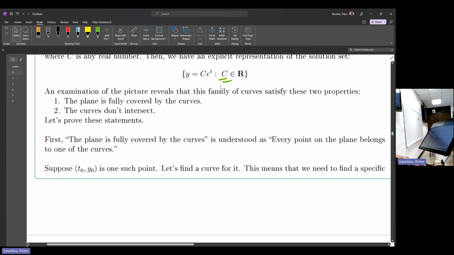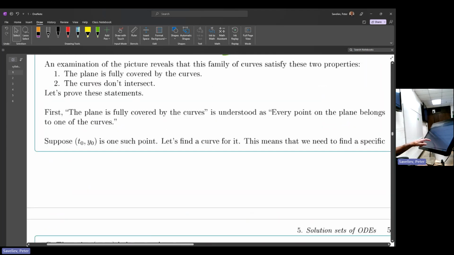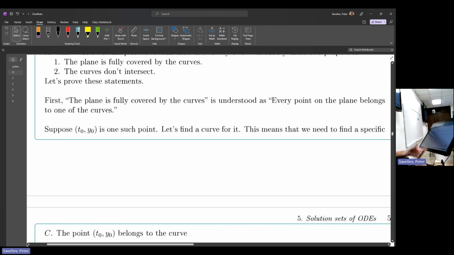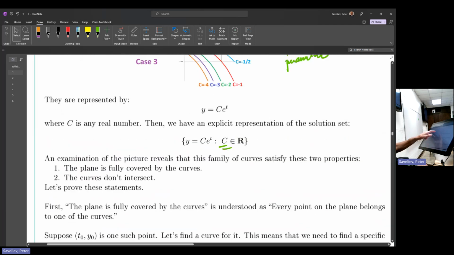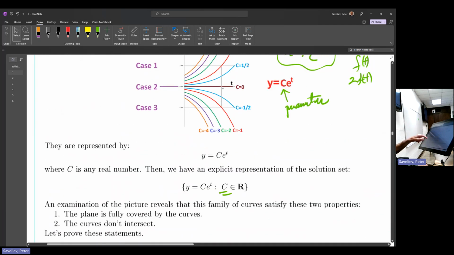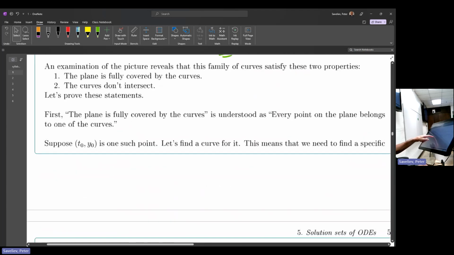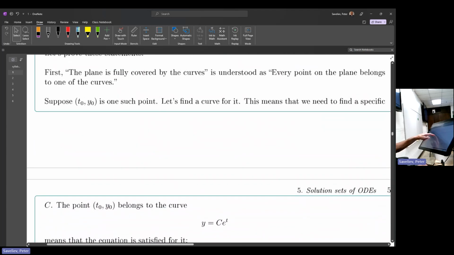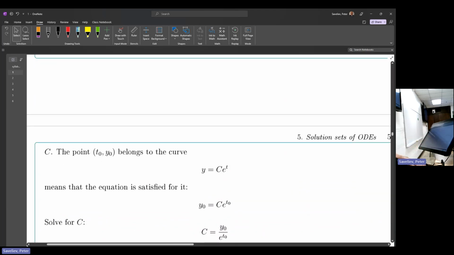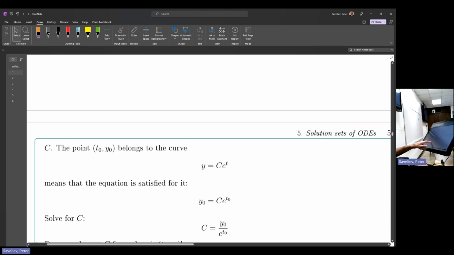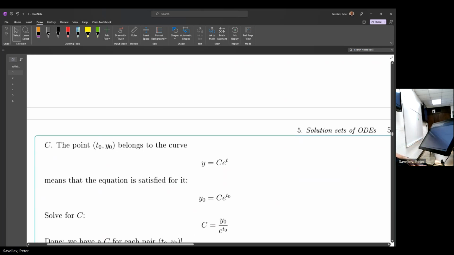Once again, we start with a point t naught, y naught, and we need to find a curve for it. How do we find a curve? We need that constant c, the single thing that is variable here. So this is my formula. It passes through t naught, y naught, so I just put the subscript 0 there, and then once again I solve for c.